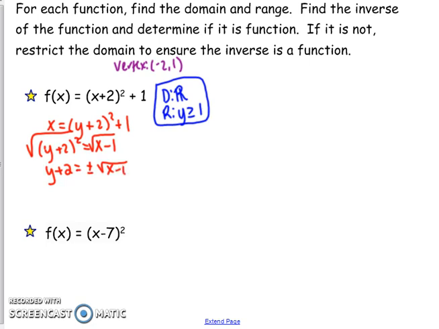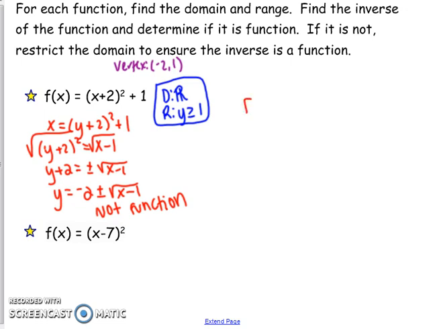So the last step, we want to subtract the 2. So we end up with y equals negative 2 plus or minus radical x minus 1. So that would be my inverse. But right now, this is not a function because I have that plus or minus. Okay, so we determined that it's not a function. So what we can do is restrict the domain. So instead of plus or minus, we're just going to take the positive version of it.